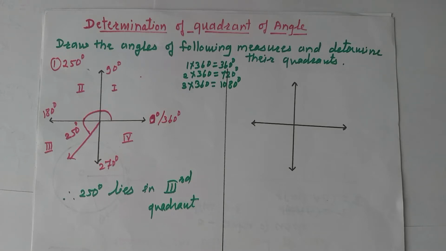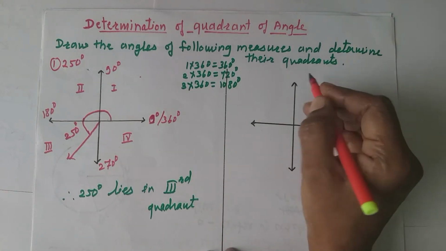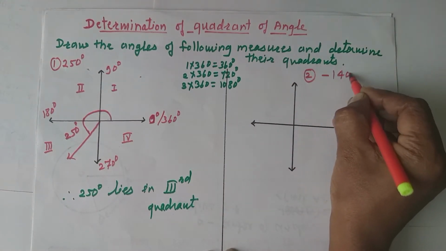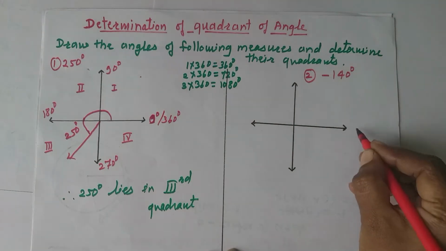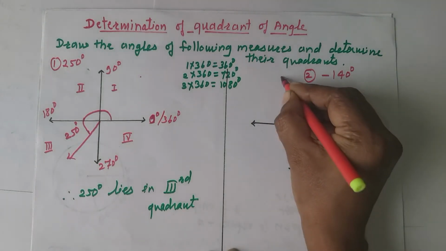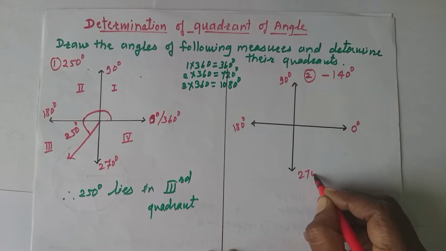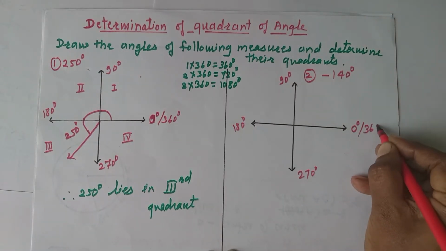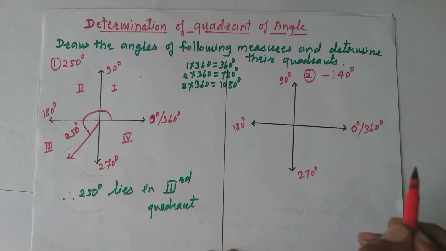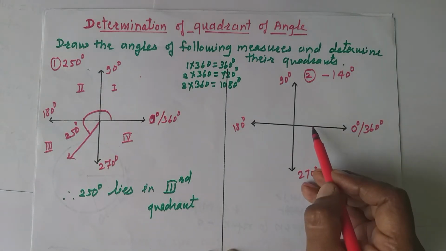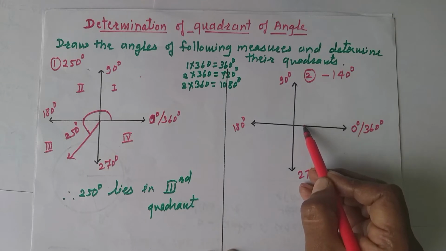Suppose the angle of minus 140 is given. See the next example. Minus 140 degrees is given. Now again see, this is 0 degree, this is 90, this is 180 degree, 270, and after completion this is 360. Okay, now let's start rotating from 0. For each and every angle we have to start rotating from 0.